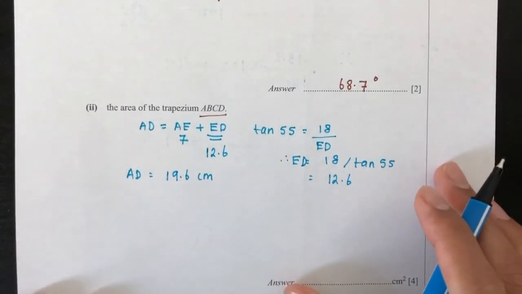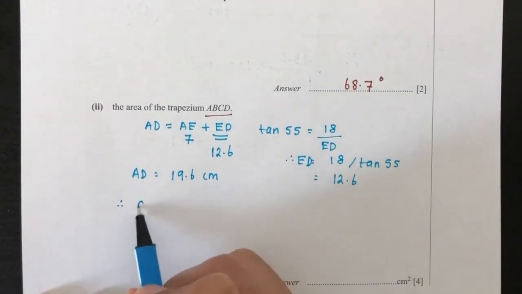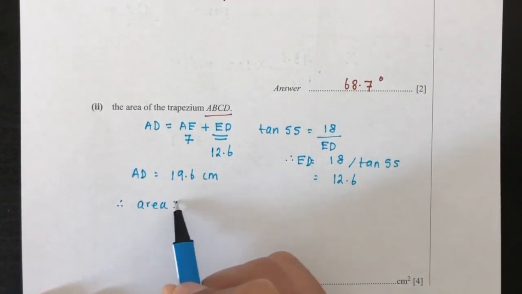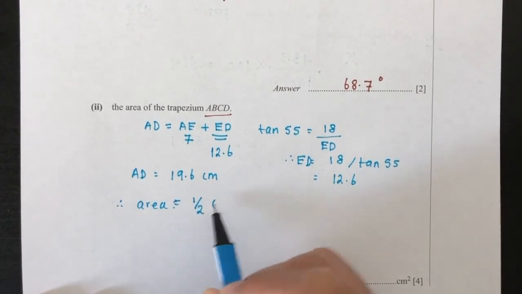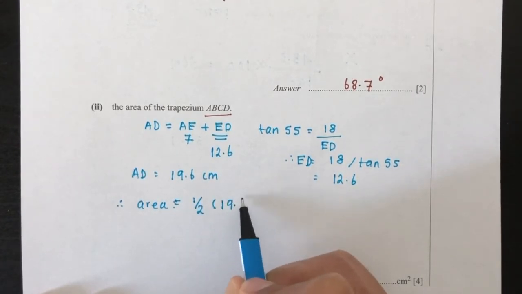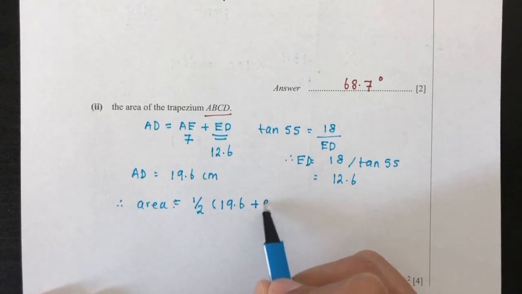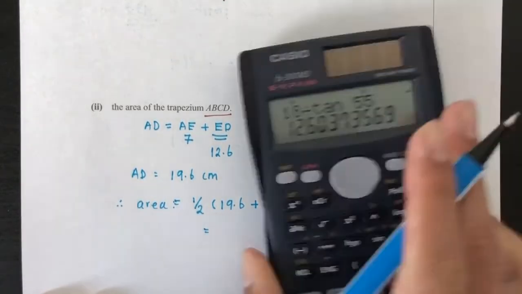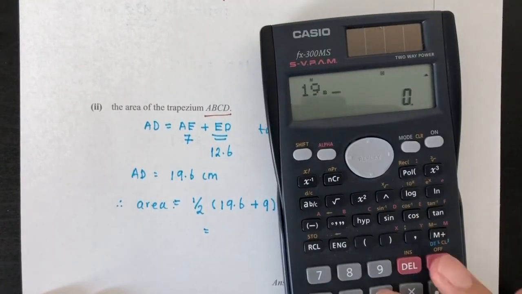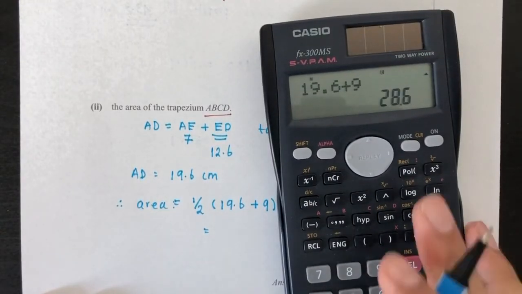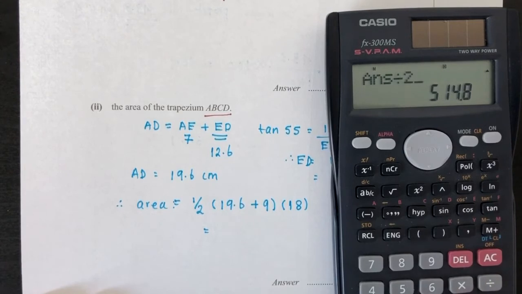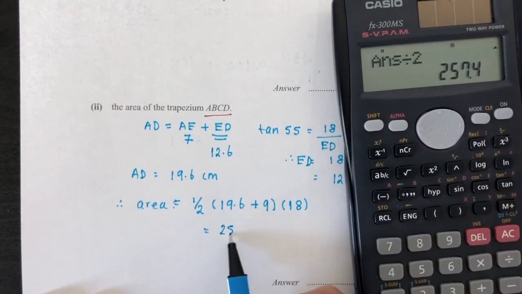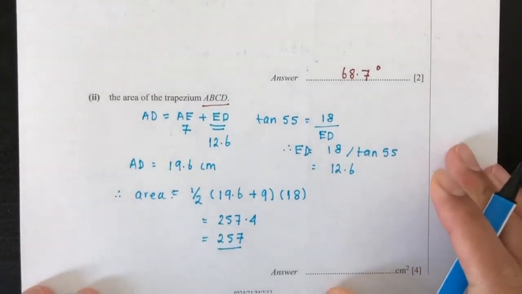Now going back to your equation to find area of trapezium, that is equal to half of AD, that is 19.6, plus BC, that is 9, times 18. So let's solve 19.6 plus 9 times 18 divided by 2. That should be 257.4, but correct to 3SF, 257 will be your answer for the area of trapezium.